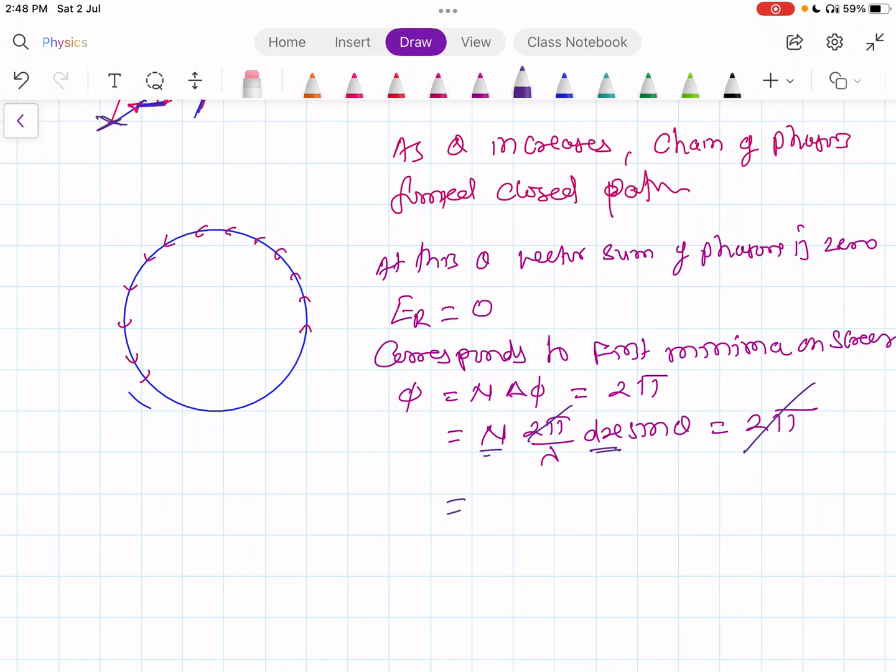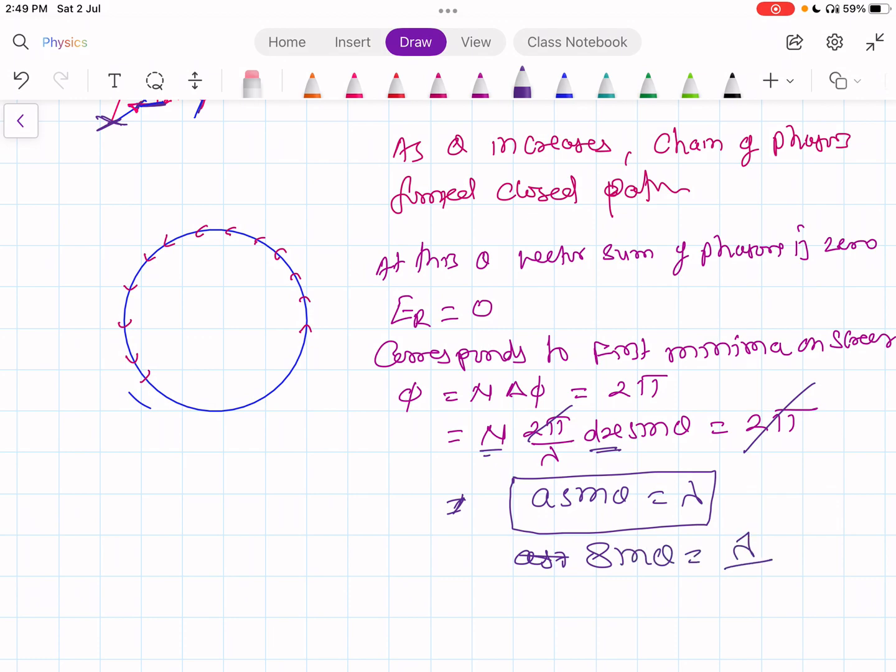So we can write a sine theta is equal to lambda. And this is the equation for the first minima. A sine theta is equal to lambda. So the first minima occurs in the diffraction pattern when a sine theta is equal to lambda, or sine theta is equal to lambda upon a.